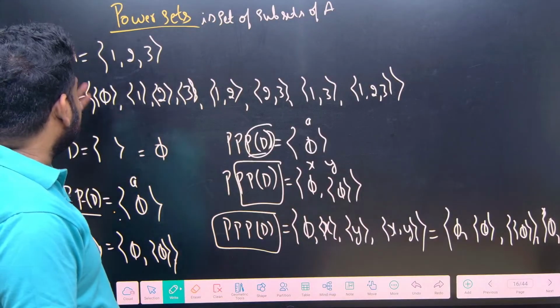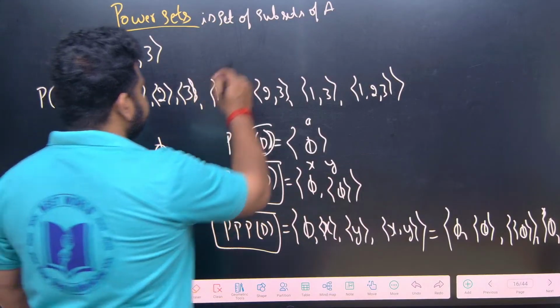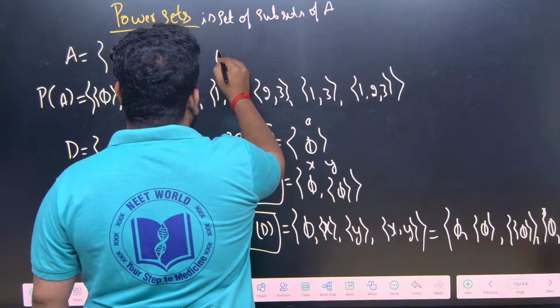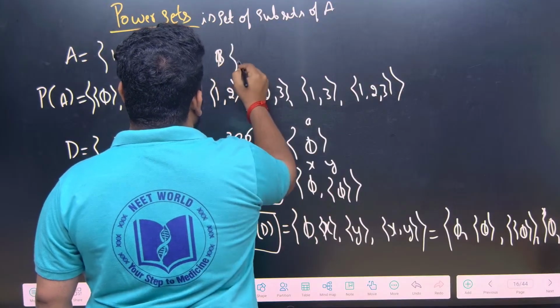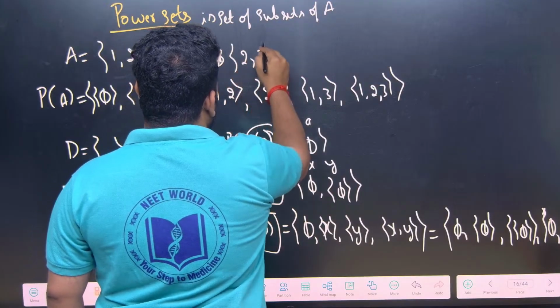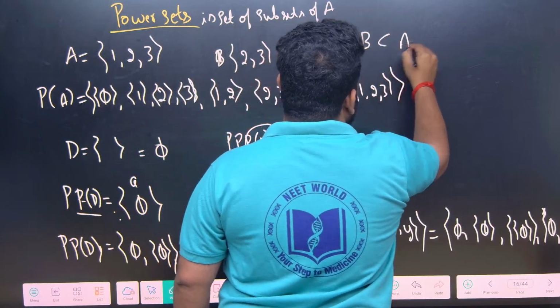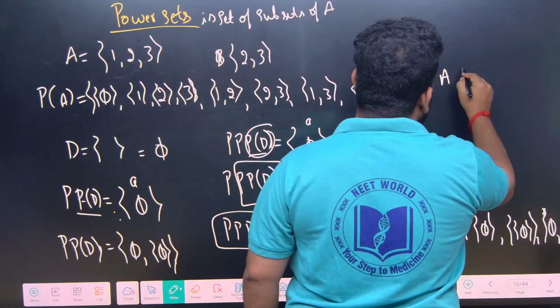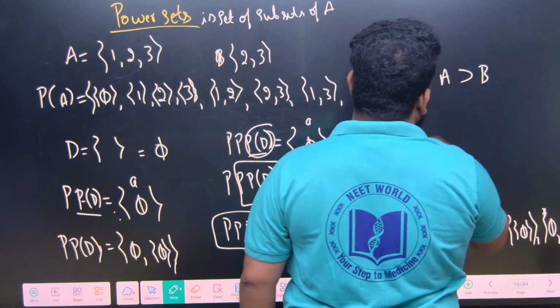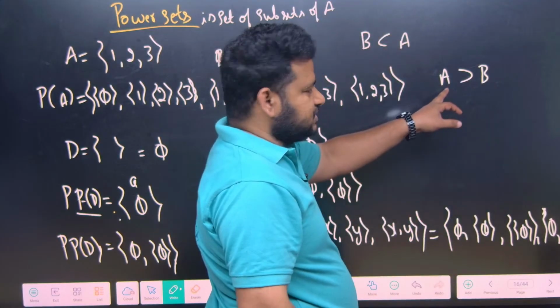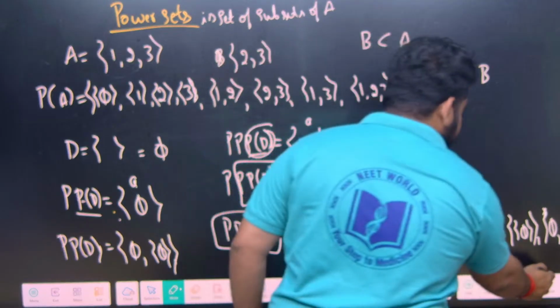Now, if I talk about set A, and there is set B, if I write this set B as 2, 3, definitely we can say B is a proper subset of A, and A we can write as a superset of B. Superset we represent it like this. Clear? This is one thing you have to know.